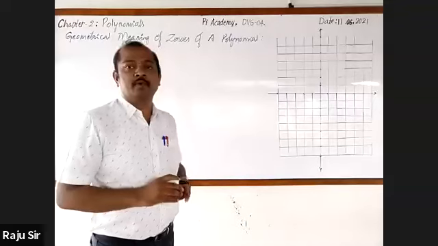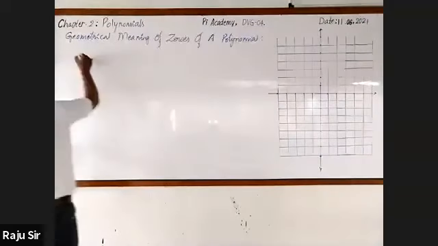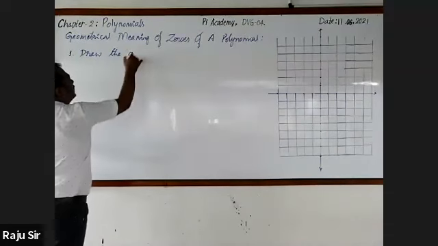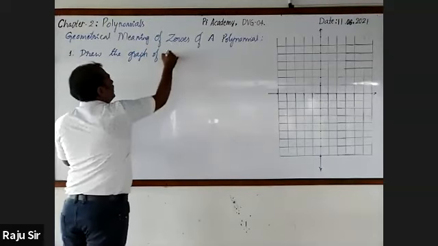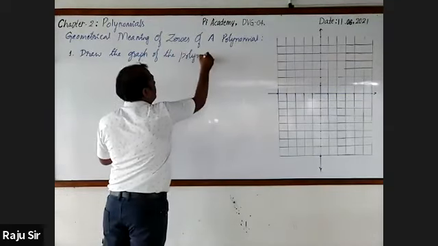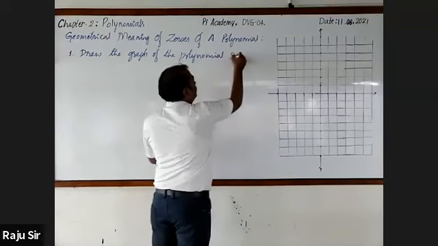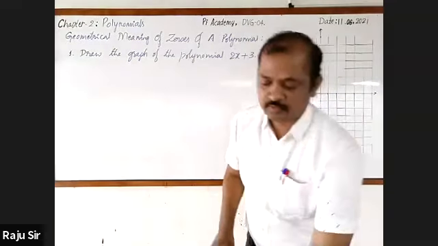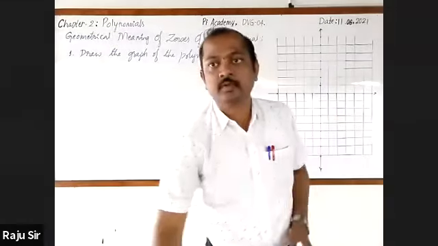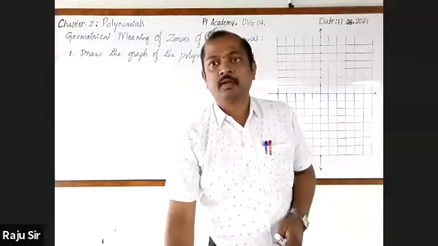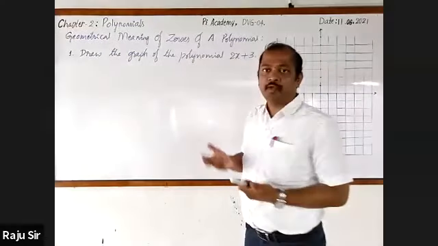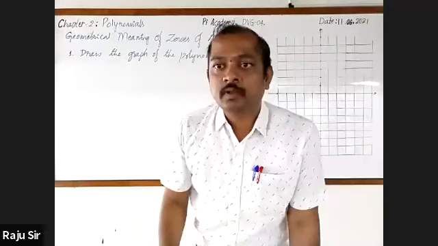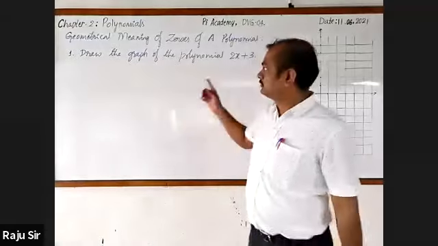Draw the graph of the polynomial 2x plus 3. 2x plus 3. You may also write, and hence you may find out the zeros. Just this much is enough. Yes, Suraj, you must write.